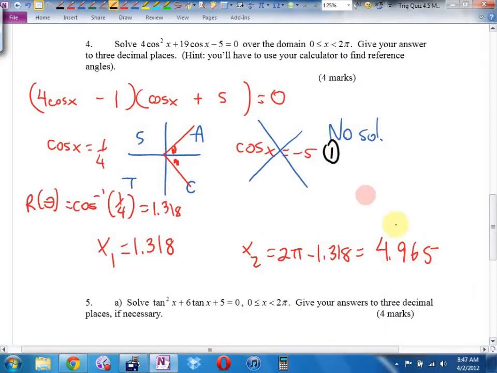One mark for the no solution, 1 mark for that, 1 mark for that. Half mark for getting the right quadrant, and a half mark for finding the reference angle.